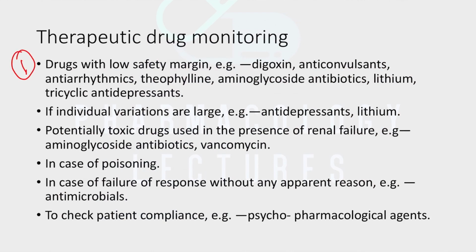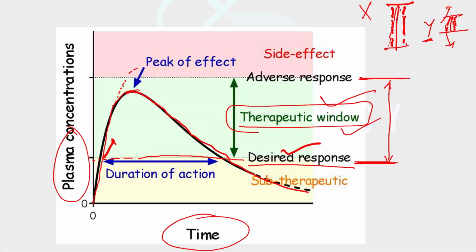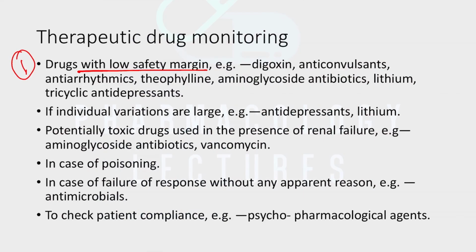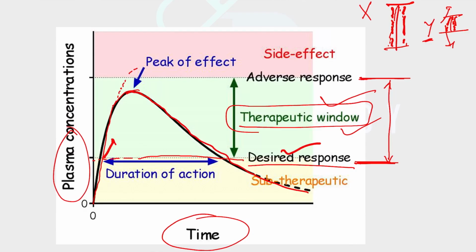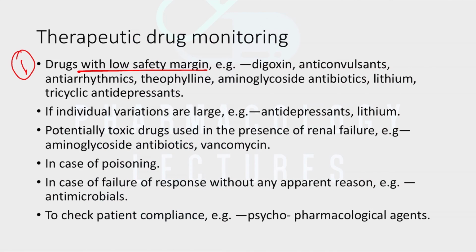First, in case of drugs with low safety margins, as we have already discussed, drugs with a narrow therapeutic window or low safety margins, because in these drugs, the fluctuation space is very little, so if we increase the concentration, there are chances of adverse drug reactions. So we need to check exact blood levels of that particular drug, and for that we do TDM, therapeutic drug monitoring.